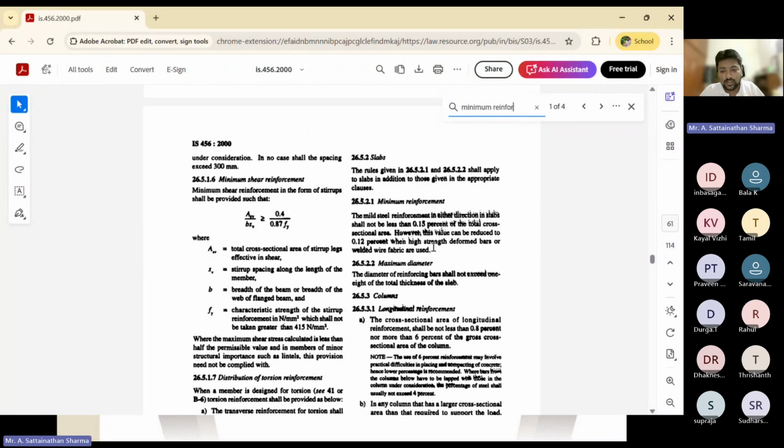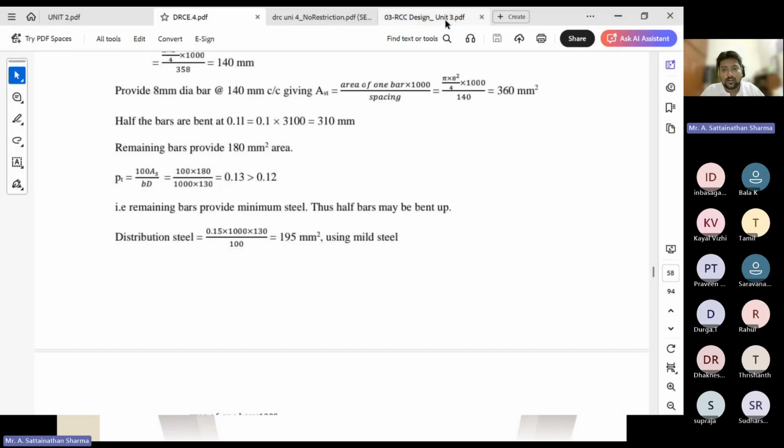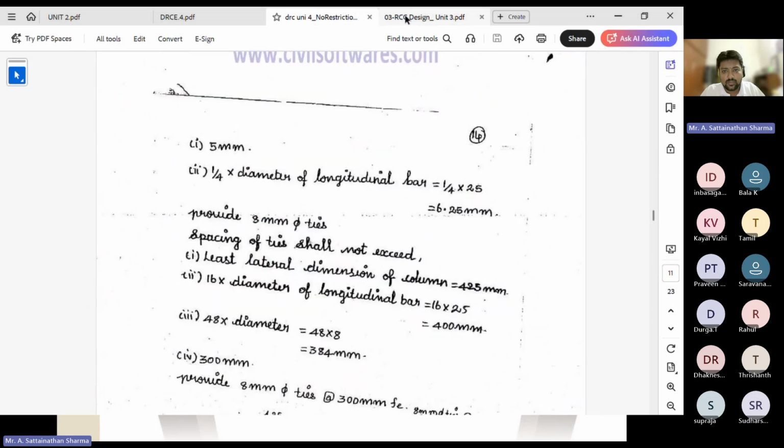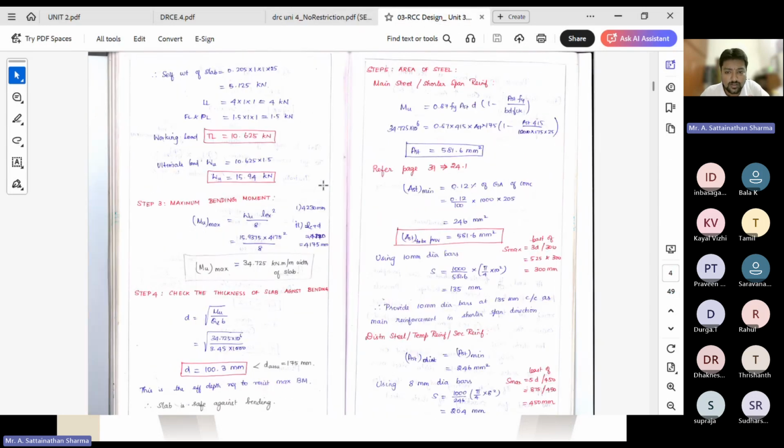Yes. So the minimum reinforcement that has to be given, you can take it as the reinforcement for the distribution bars. That is 0.12 percentage. 0.12 percentage, or I'll show you another example where you can go with the distribution bars. Yes, here you can see AST distribution.